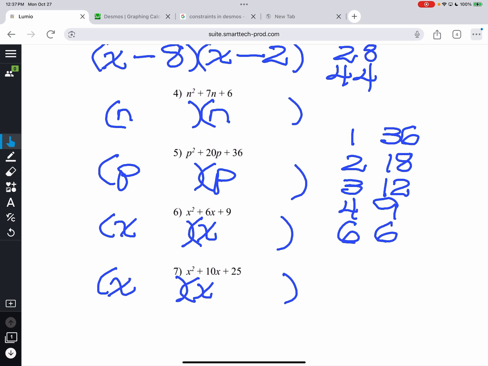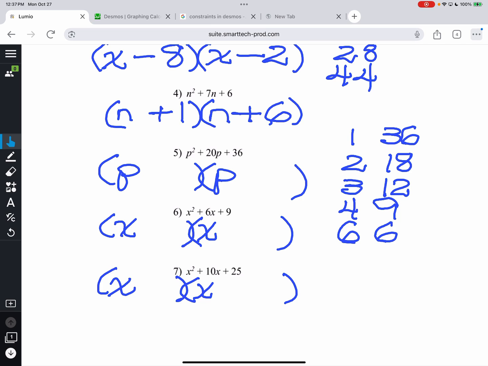It's fun, fun, fun. So number 4, two factors that equal 6, that when you do what to get 7? 1 and 6. We're going to add. So everything's positive. Now you could have said plus 6 plus 1. That doesn't matter.